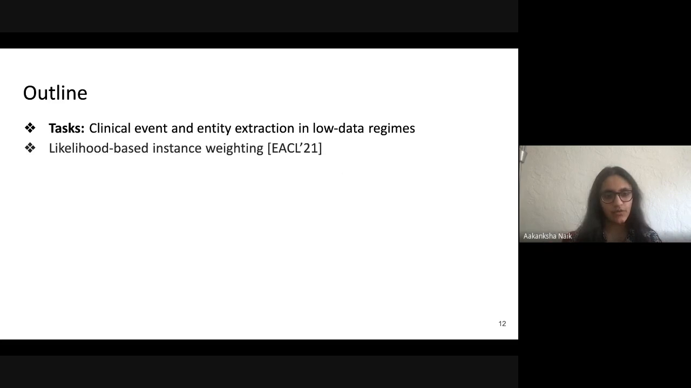In the first part of this talk, I'll be talking about a method that we recently proposed for unsupervised adaptation. That is an adaptation setting in which you don't have any annotated data from your target domain of interest. This method is called likelihood-based instance weighting, and I will explain the principle behind this method and analyze its performance on the task of adapting event extractors from news data to clinical data.